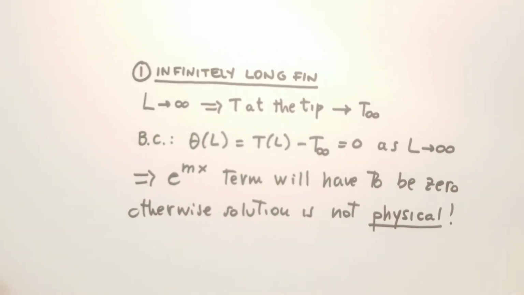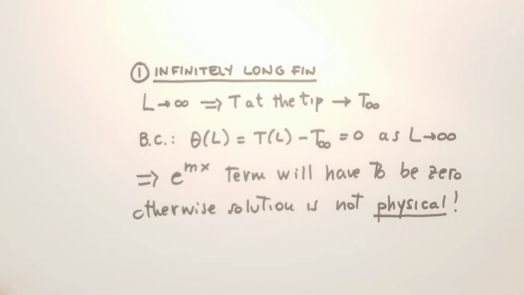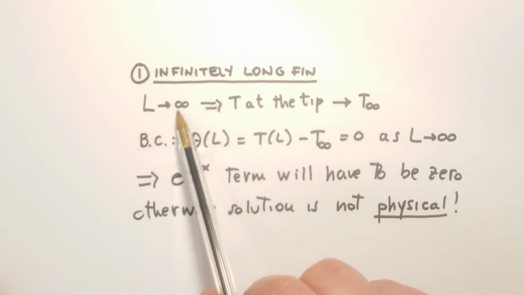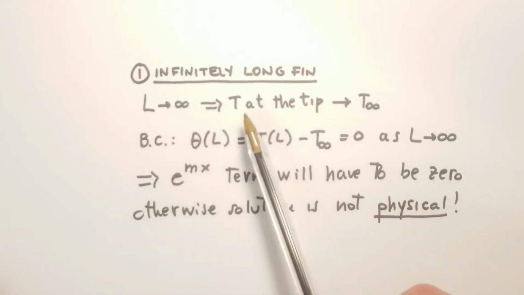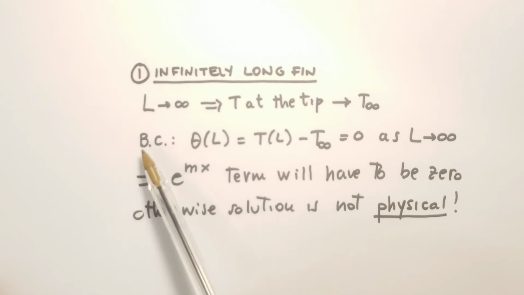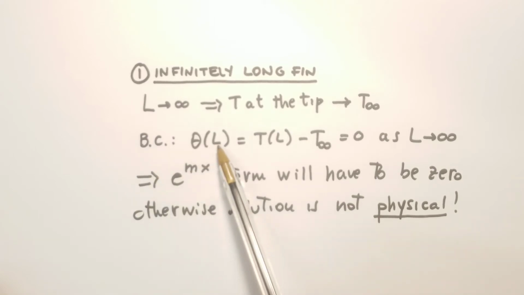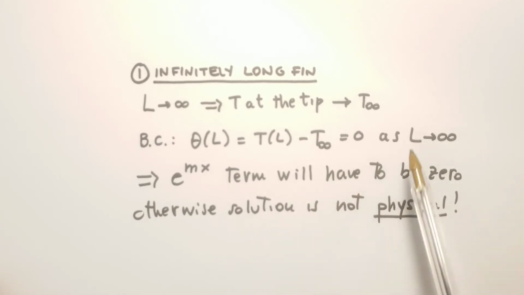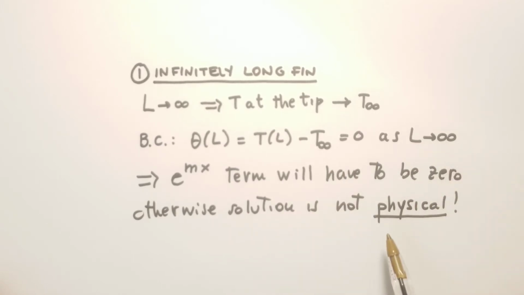Then we have two cases. The first case is the case of an infinitely long fin. So in this case we have L, the length of the fin, going to infinity. So the temperature at the tip must tend to the temperature T infinity. Therefore, the boundary condition at x equals L is TL minus T infinity equals 0, as L goes to infinity.